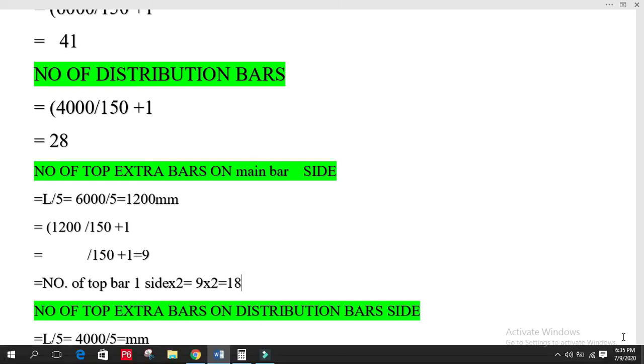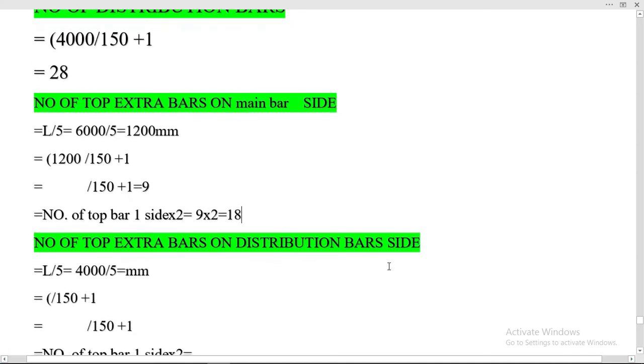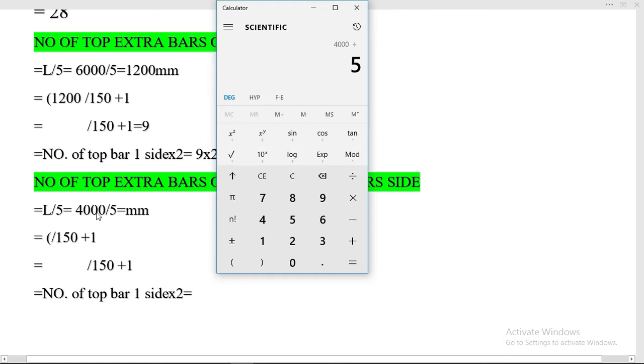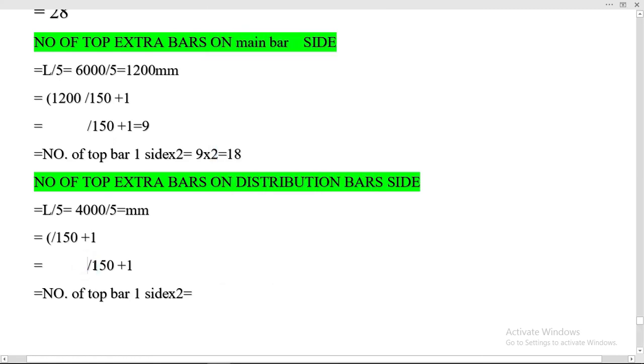So now let us calculate the top extra bar on the distribution bar side. 4000 on the distribution side. Distribution bars are provided on the longer span, so we take the opposite length, which is the shorter span length 4000. So divide 4000 by 5, gives us 800. Then 800, here you can see 800.